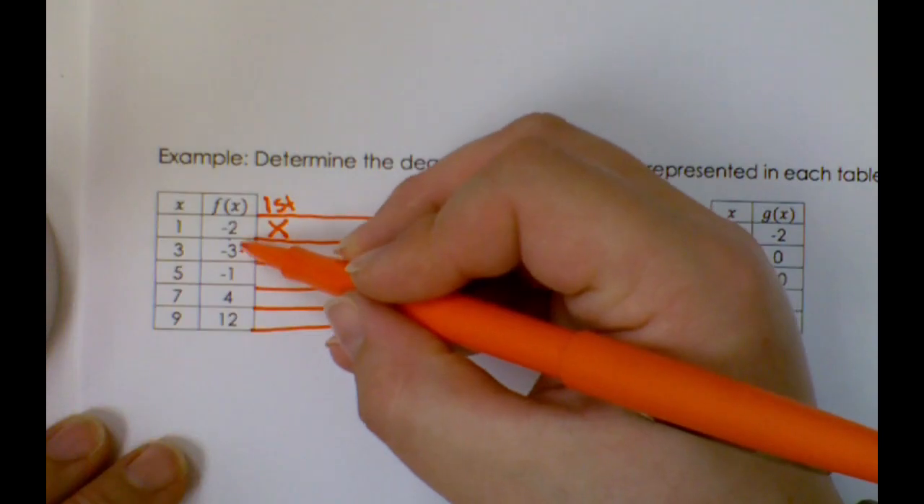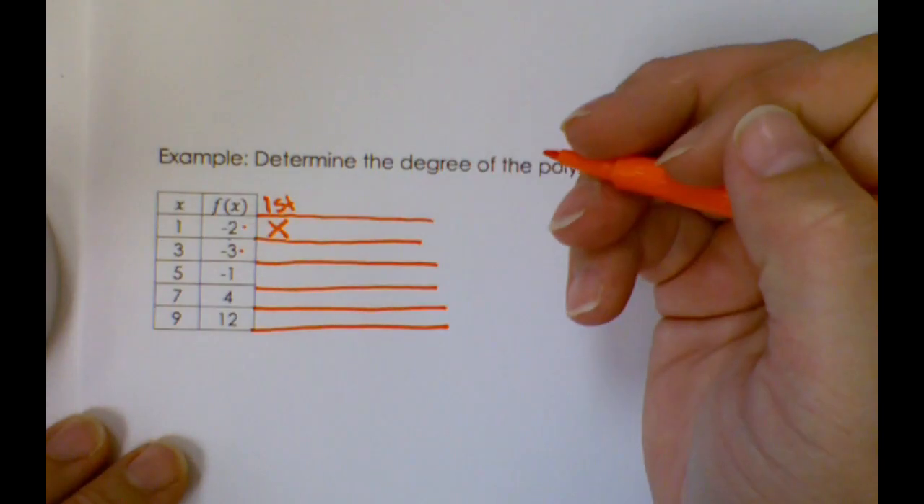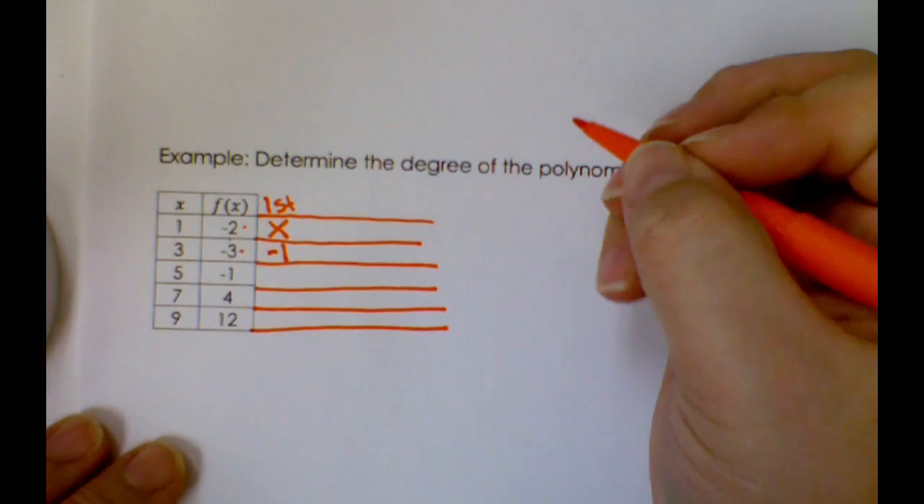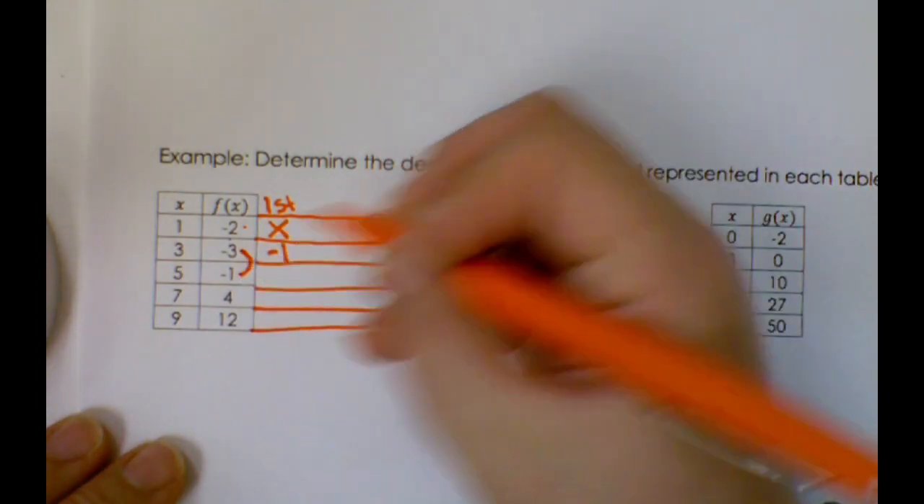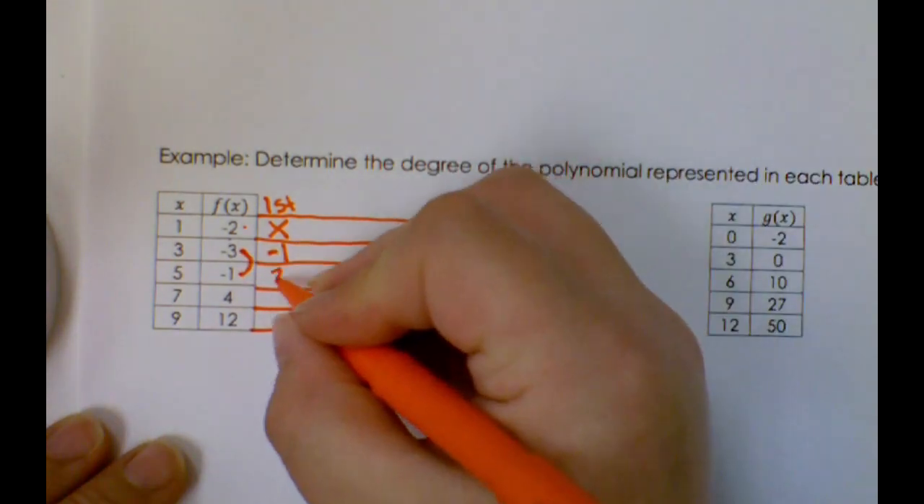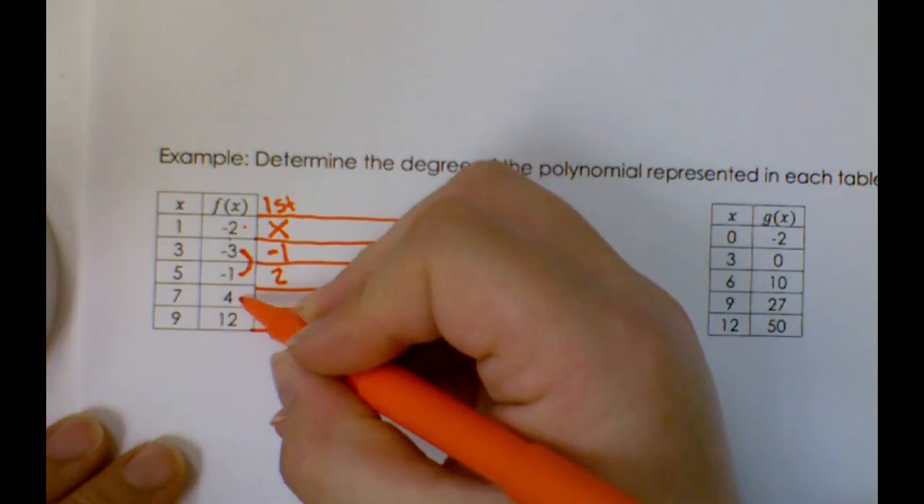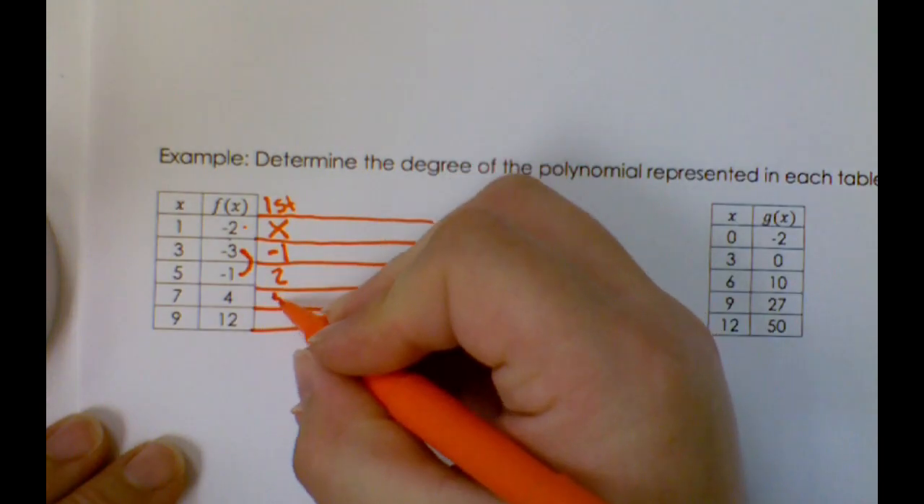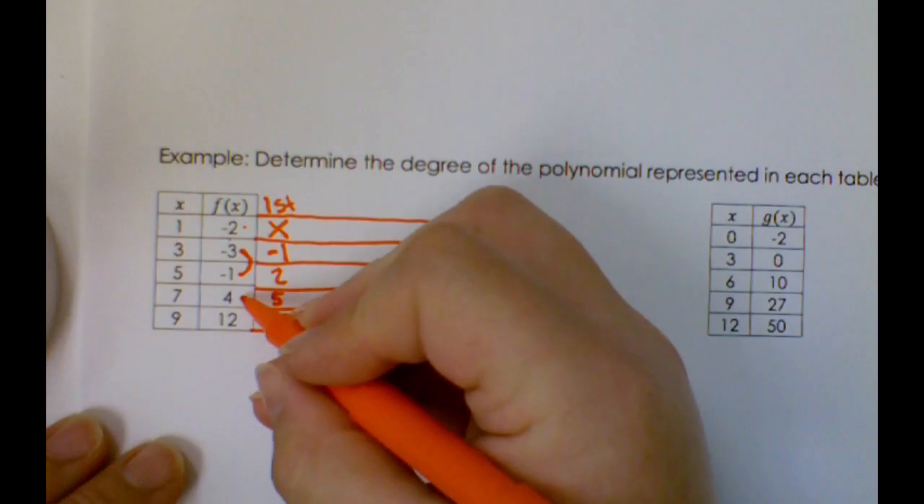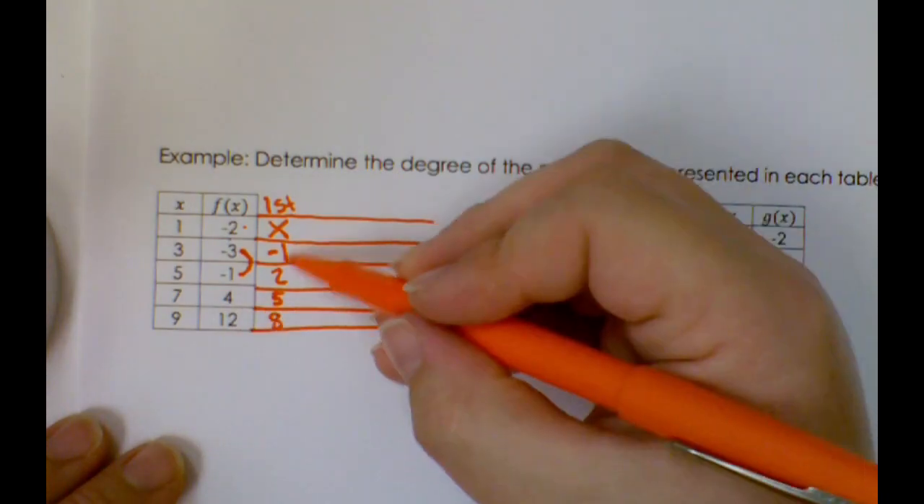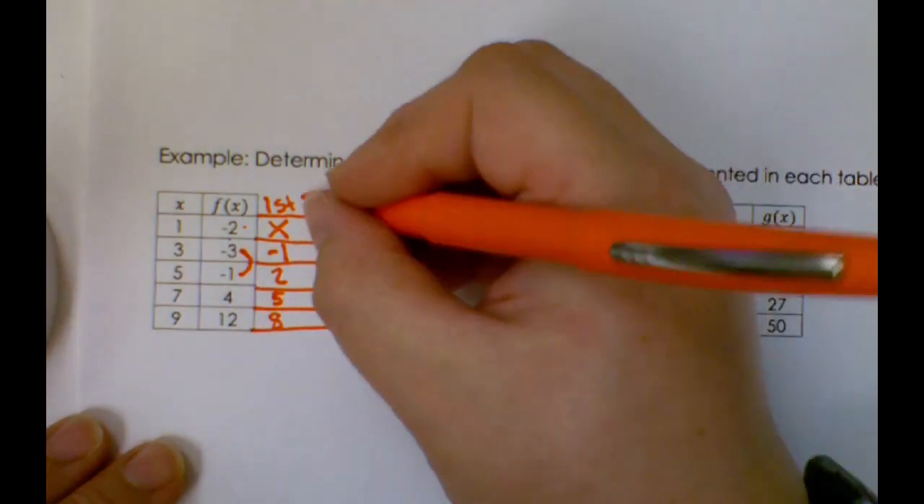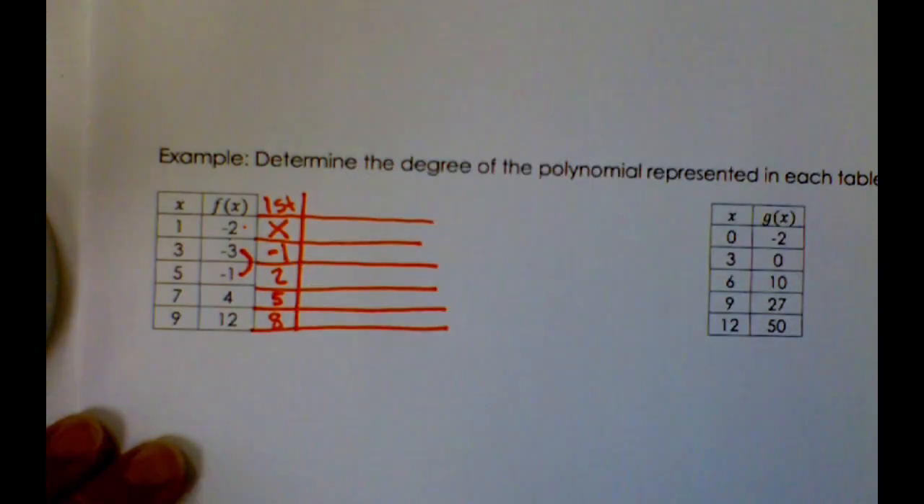So now I take -3 minus -2. That gives me -1. I take -1 minus -3. That gives me 2. 4 minus -1 is 5. 12 minus 4 is 8. Those are not the same number. This polynomial does not have a degree of 1.